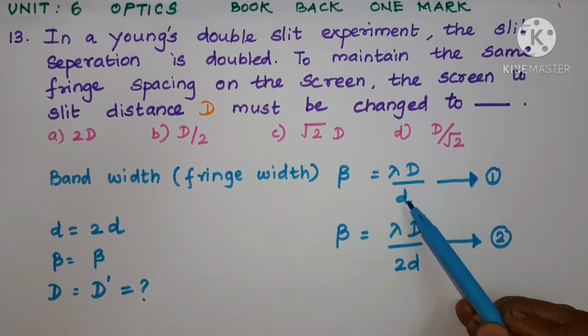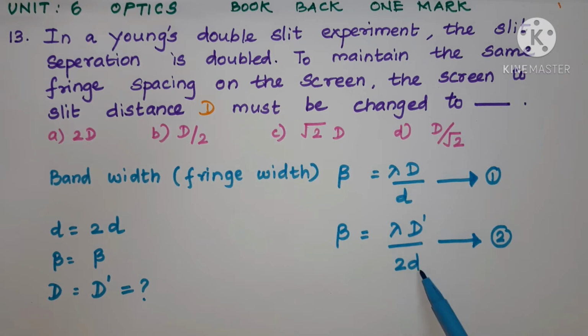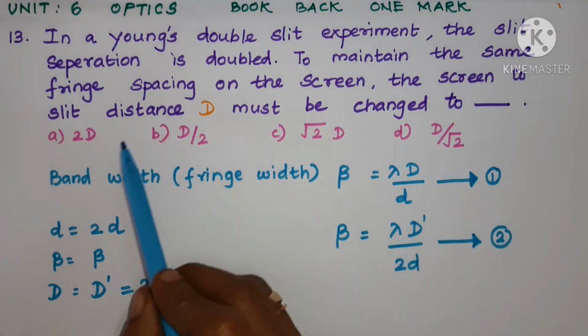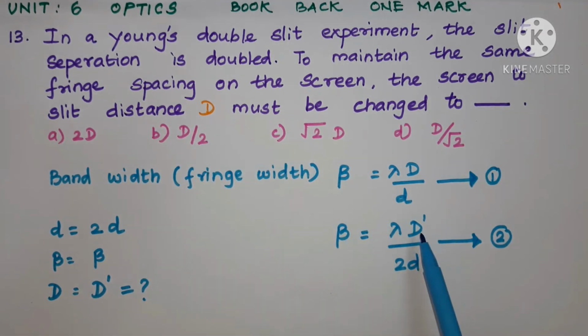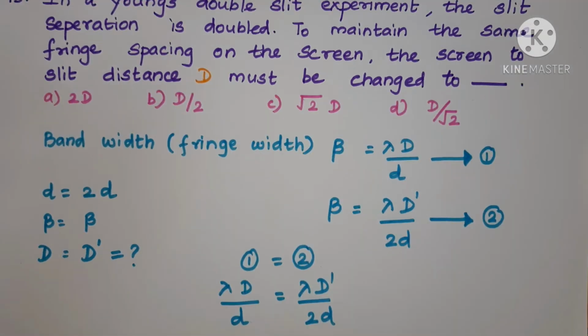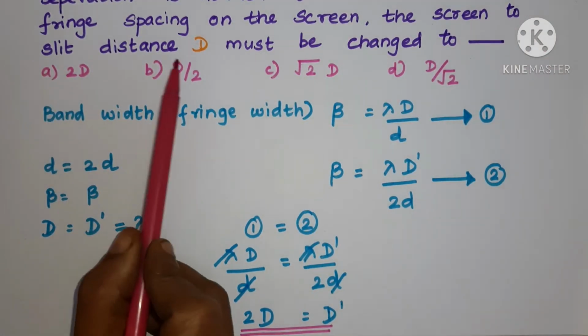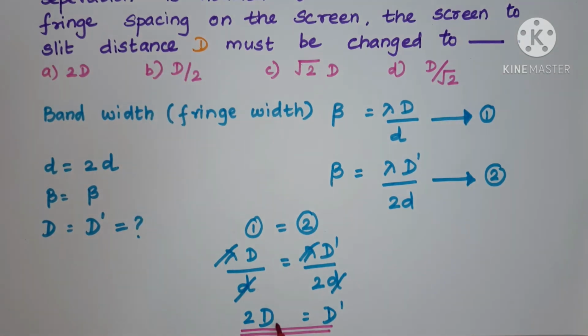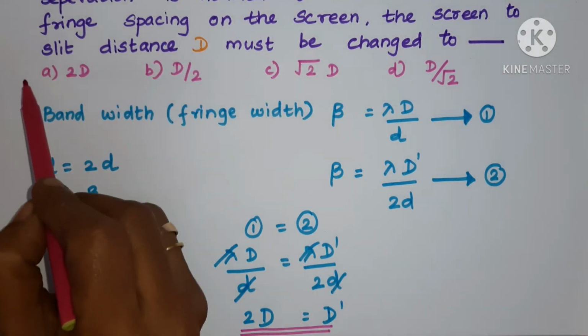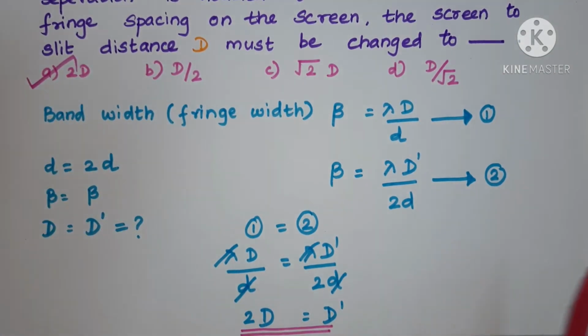Here small d, the distance between the slits, has been doubled. We need to find the new distance, that is, the screen to slit distance D must be changed to. Lambda gets cancelled, and beta and beta get cancelled. Therefore, the screen to slit distance D must be changed to 2D. Option A is the correct one.